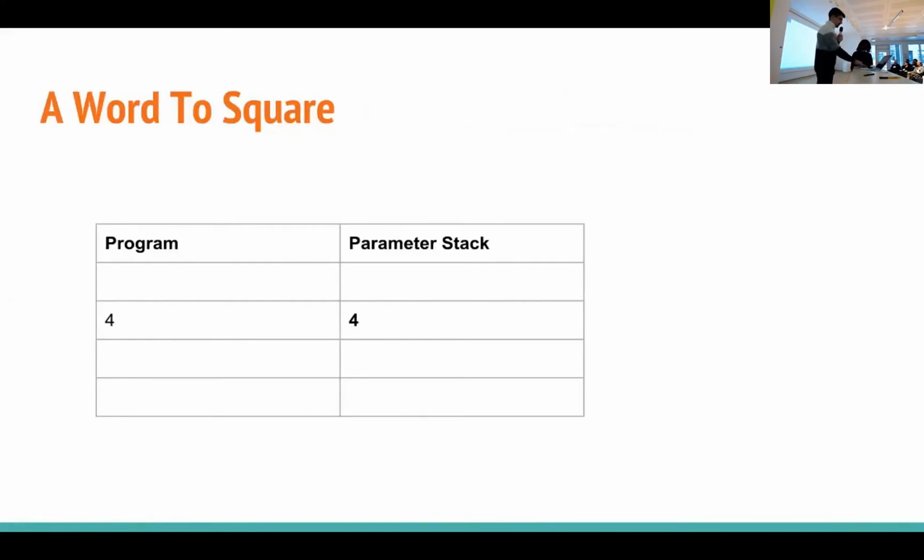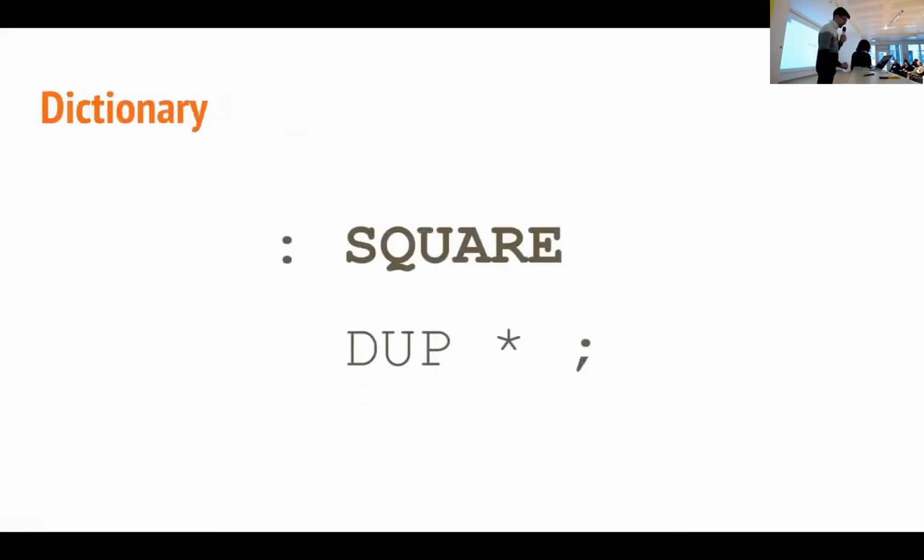And then if we keep going, we're going to want two fours on the parameter stack. And so how do we do that? Yep, we dupe. And then we want a 16, so we times. And we have our program there.